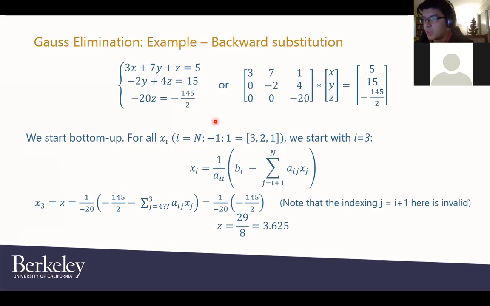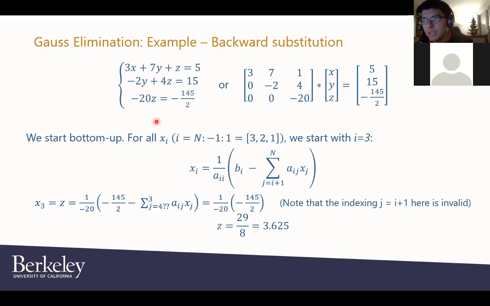Okay, sorry about that. So for the last row, we basically have Z. And then we go to the second to last row. Here we already know Z. So we have -2y, we don't know y, plus 4 times Z, we do know Z. So whatever number we have here equals 15. So y equals 15 minus 4 times whatever we got from this guy, all over -2. And we get y.